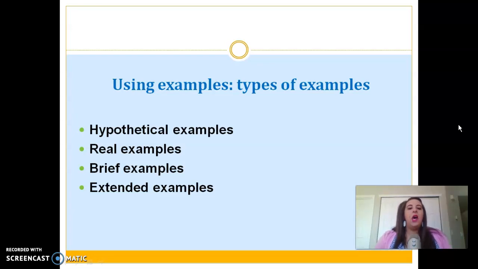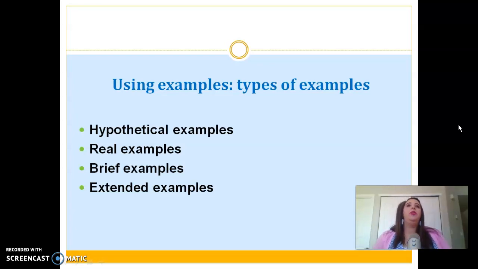Brief examples, as you would think, are just shorter examples, and extended examples can be a little bit longer. I know this is all hard to figure out. But both can be really effective. Just because something is brief doesn't mean that it's more or less effective. Same with extended examples. So keep that in mind.